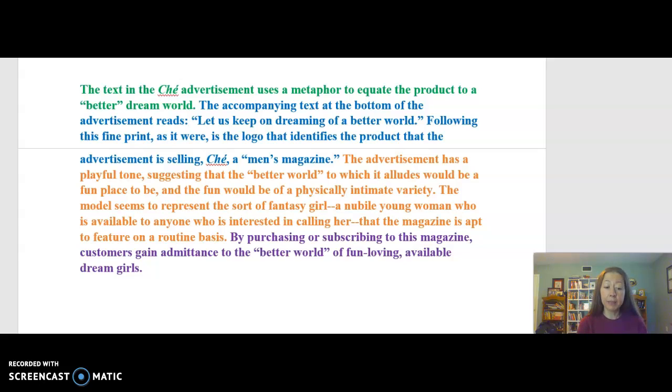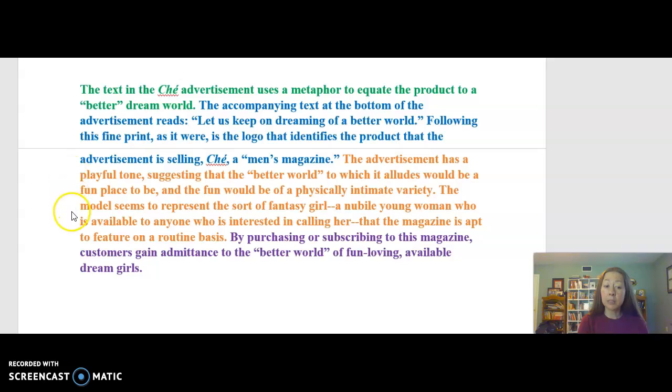Okay, from our topic sentence, we've clearly identified the criteria that we're going to be analyzing in this paragraph, in this case, the text. We've stated an opinion that the creator of this ad is trying to equate the product with a better dream world. Then we have evidence. In this case, we are quoting and describing the text. We have the words, "let us keep on dreaming of a better world." We also describe this fine print in the lower corner and talk about how that fine print is placed right next to the logo of Che's Men's Magazine.